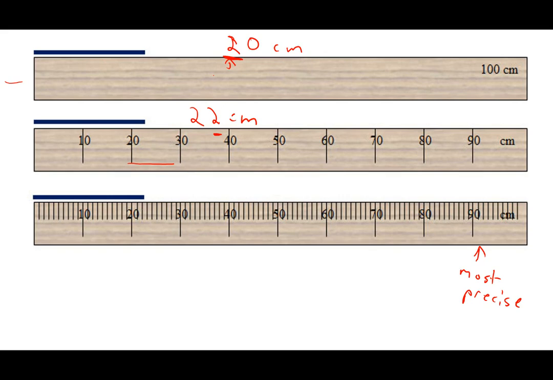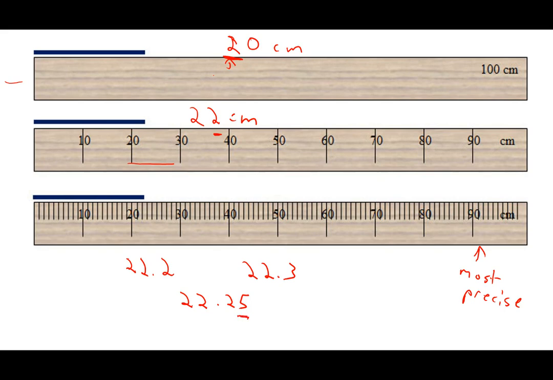Now, when I get down to here, I know I'm in between 22.2 and 22.3. And so I'm going to estimate one digit and say this is 22.25. This digit is the estimated digit.